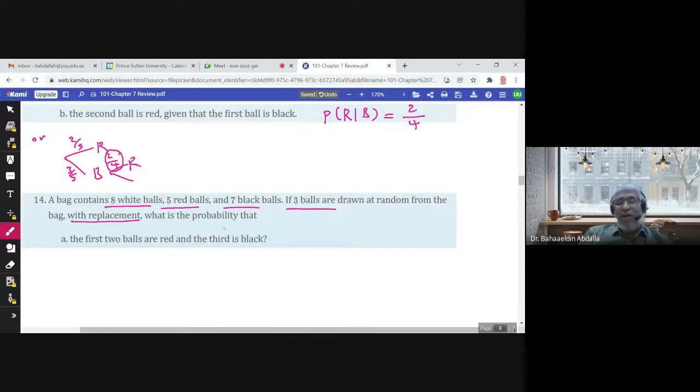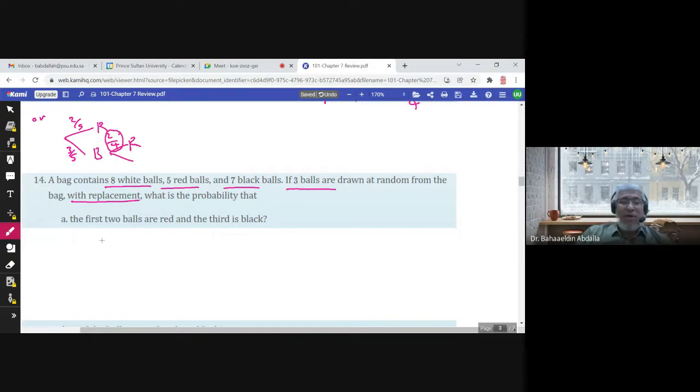So here you cannot use C. The method of C is not used here, okay? Because to use C, the balls have to be different. So the experiment has to be without replacement. With replacement, you do not use C. So either you use the tree diagram or the method that we use quickly.